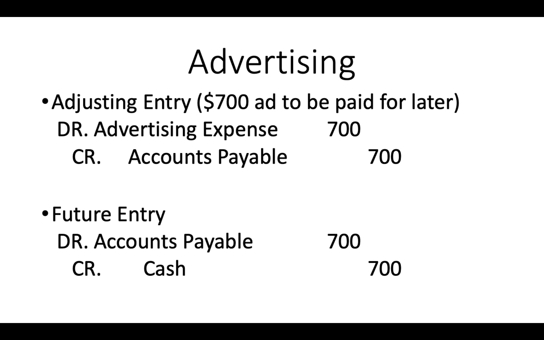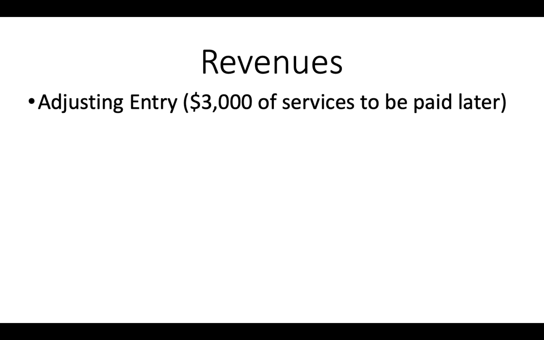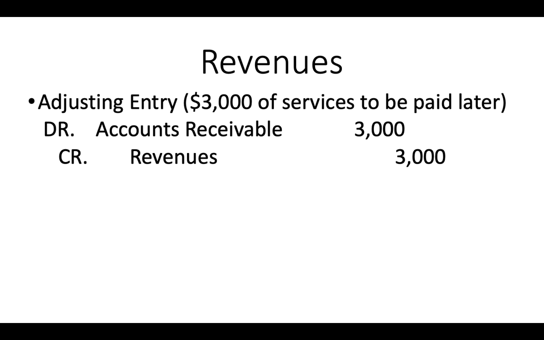Revenues, again, this is a pay later scenario for revenues. Adjusting entry, $3,000 of services to be paid later. Remember, we have a special account just for this: accounts receivable. We debit accounts receivable $3,000, credit revenues $3,000. Again, this is the opposite of what we did in the prepaid section. There we were getting paid and we hadn't done the work. Here we've done the work already.